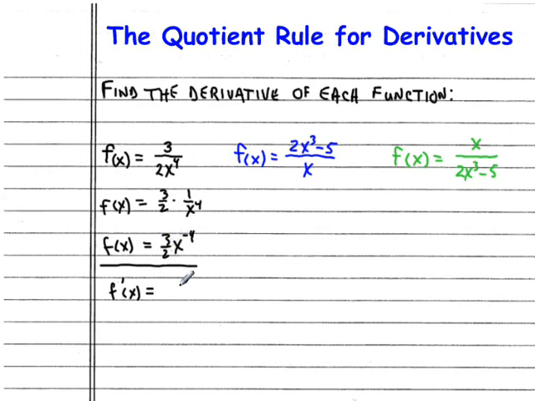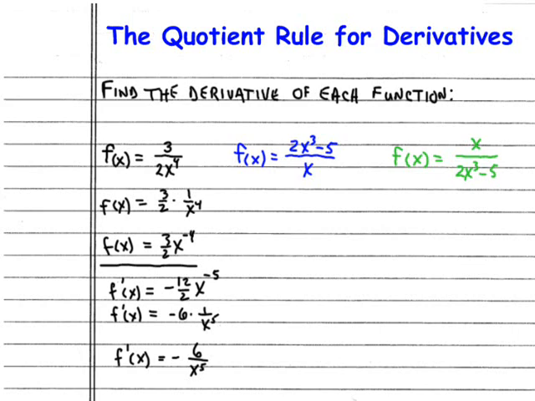negative 4 times 3/2, which would be negative 12/2, x to a power 1 less than negative 4. Well, negative 4 minus 1 is negative 5, of course. And then we can simplify this. Negative 12/2 is negative 6. x to the negative fifth can be written as 1 over x to the positive fifth power. And so our final result in this case is negative 6 over x to the fifth power.